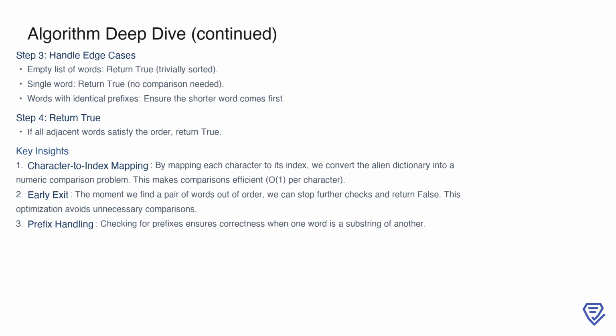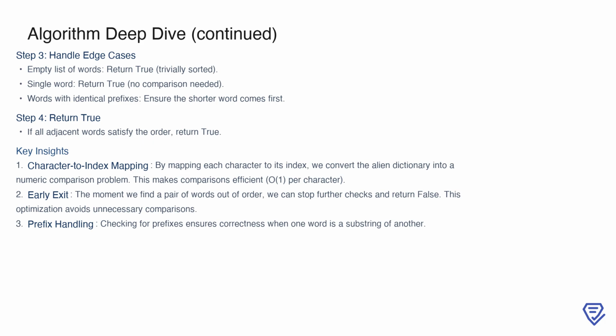Now, we address specific scenarios to ensure our solution handles all cases correctly. For an empty list of words, we return true, since there's nothing to compare, and the list is trivially sorted. Similarly, if there is only one word, we return true because no comparisons are needed. Another important situation arises when words share identical prefixes. For example, if we have app and apple, the shorter word, app, must come first. If this condition isn't met, the order is invalid. After handling all word pairs and ensuring they satisfy the alien order, we can confidently return true. This indicates that the list of words is sorted according to the alien dictionary.